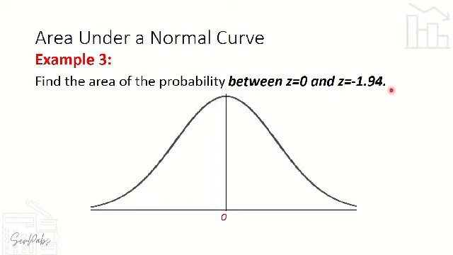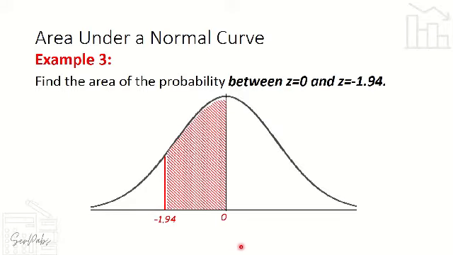So, i-locate natin ang negative 1.94. So, ayan ang ating negative 1.94 and then shade the area from wherein the probability will be taken. So, pagitan ng 0 at saka ng negative 1.94 ang kailangan may shade. So, kukunin natin yung probability niyan.